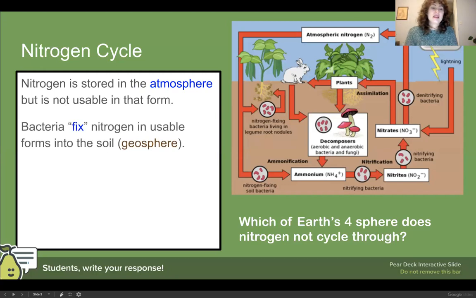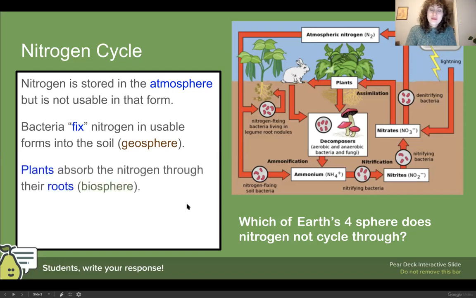There are many different types of bacteria, and a lot of them are ones that can fix nitrogen into the soil in forms that can be used by living things. So certain living things, bacteria, can actually use the nitrogen in its form in the atmosphere, and they perform chemical reactions that can turn it into a different form, a different molecule, and put it in the soil where it can be absorbed by plants. So once it's in different forms, it can be absorbed through plant roots from the soil.